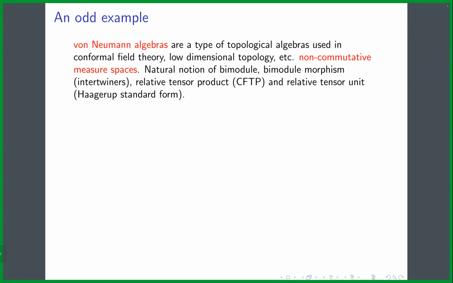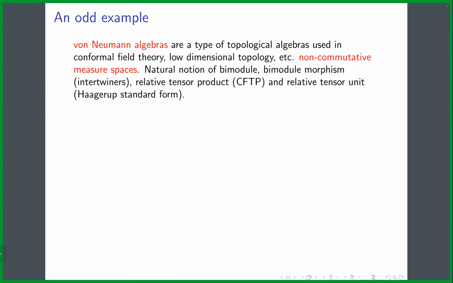They're usually referred to as non-commutative measure spaces. There's a natural notion of bimodule for binomial algebras. There's also a natural notion of bimodule morphism. We call these intertwiners. There's a relative tensor product, which we call the confusion tensor product, or CFTP. And there's a relative tensor unit, which we call the Hargreaves standard form.